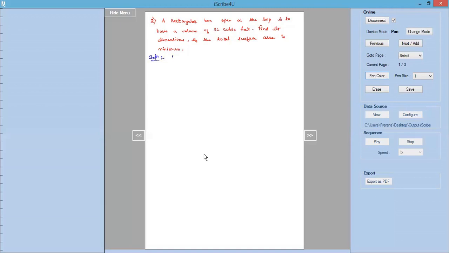Let x, y, z respectively be the length, breadth and height of the rectangular box. And let us denote V as the volume and S be its surface area.